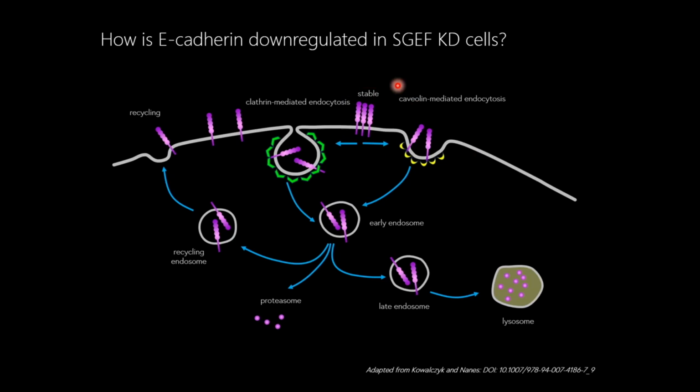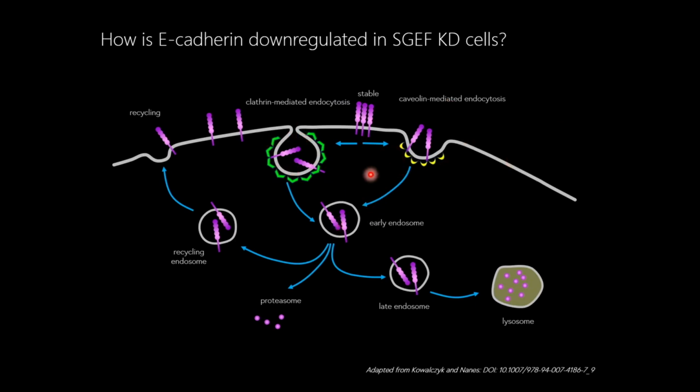So what people have shown is that when E-cadherin is engaged and interacting with another cell, it's very stable at the membrane, and it forms these clustered molecules of E-cadherin that are interacting with the other cell, and they're very stable. But there's also an exchange between stable and unstable E-cadherin, and when E-cadherin is destabilized, it can get endocytosed. And it can get endocytosed through different mechanisms, through clathrin-mediated endocytosis or caveolin-mediated endocytosis.